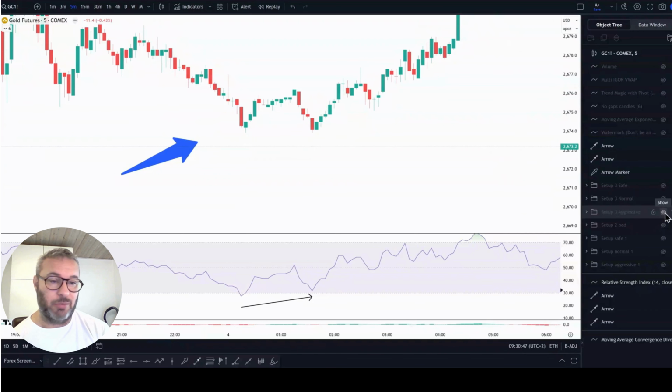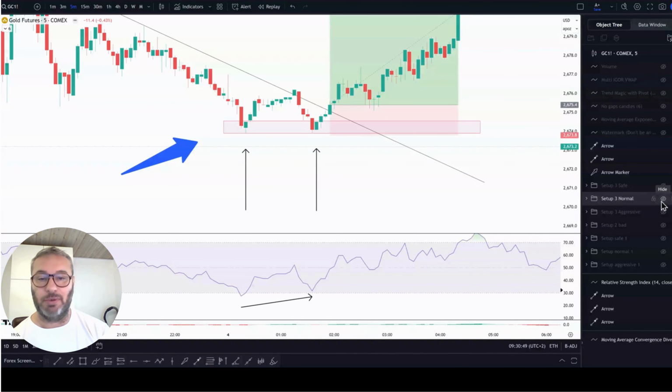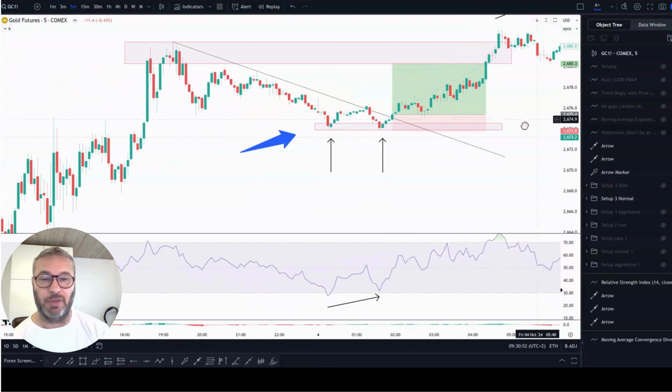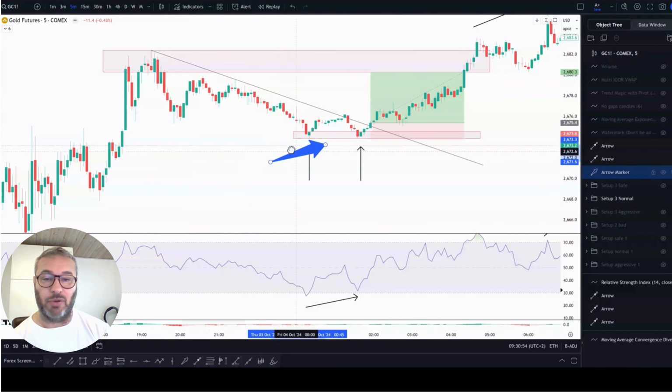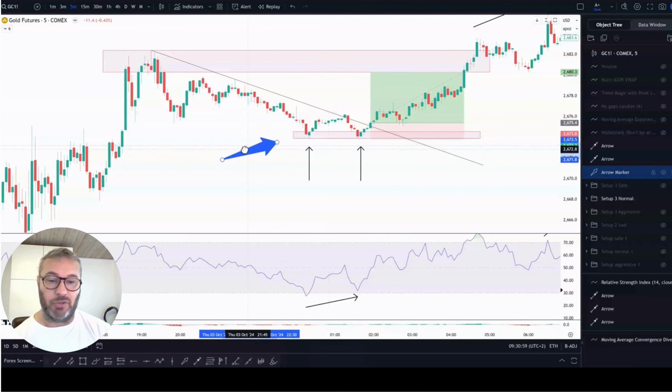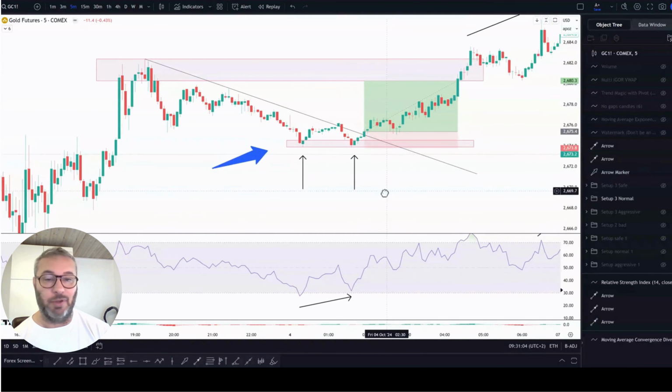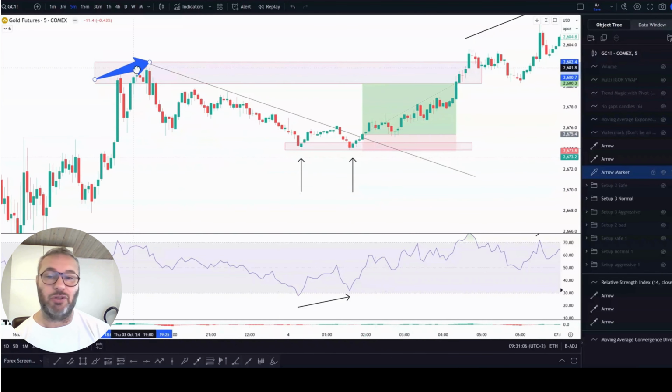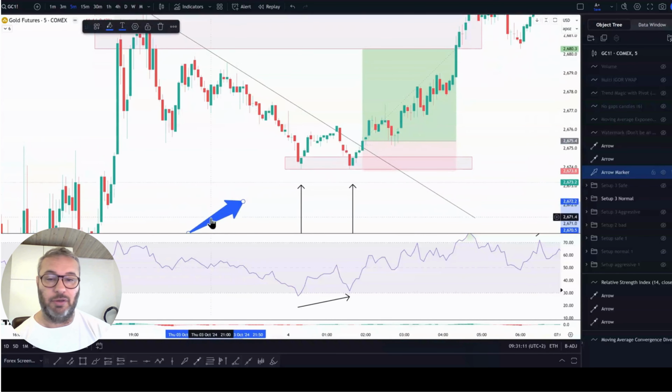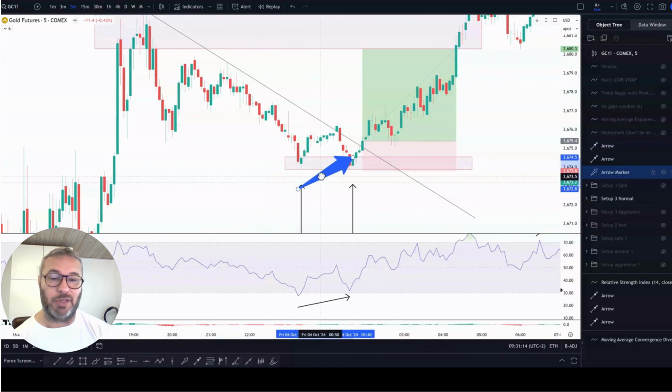So let's try the more normal approach on this setup, which is here. Again, I have my alert that goes off here. I wait for the pullback, it goes down, RSI is going higher, double bottom, very good signals. But here I added a trend line as an extra confirmation. When the price started to go up, I waited for it to break the trend line, and then I entered at the first candle open.